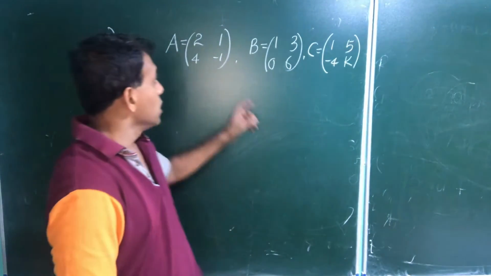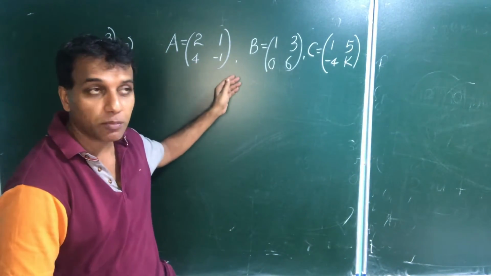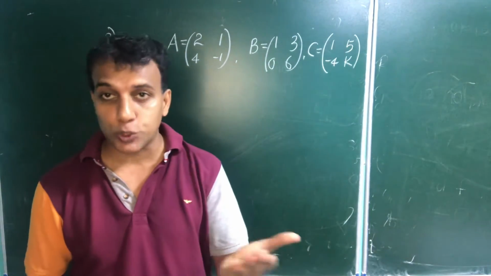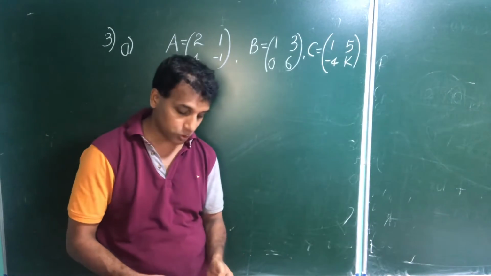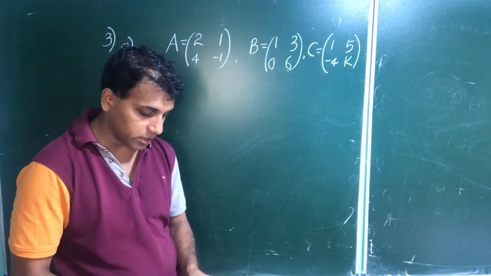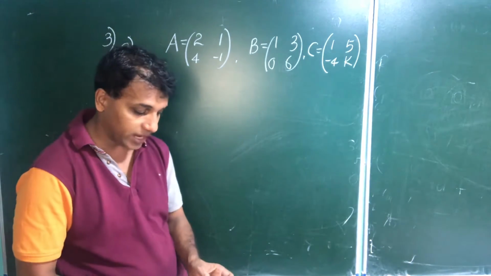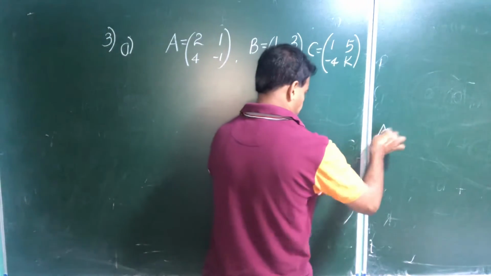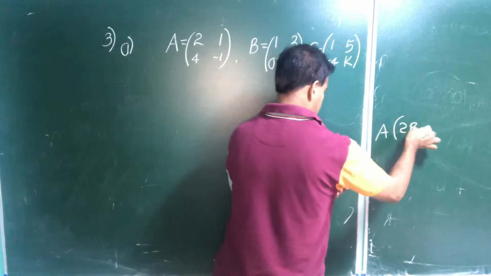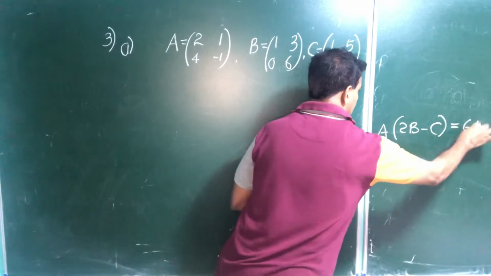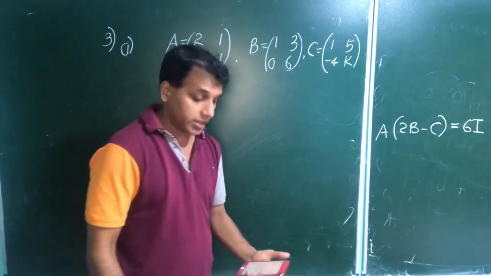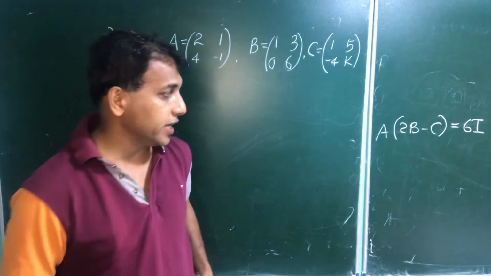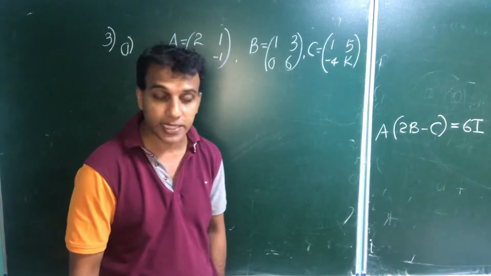A is 2, 1, 4, minus 1, and B, C, all these three matrices are square matrices, 2 by 2 in order, 2 rows and 2 columns, right? So in this question, where K is a constant real number, A into 2B minus C equals 6 times I. Then find the K value in the first part. So first we complete this equation to find the K answer.